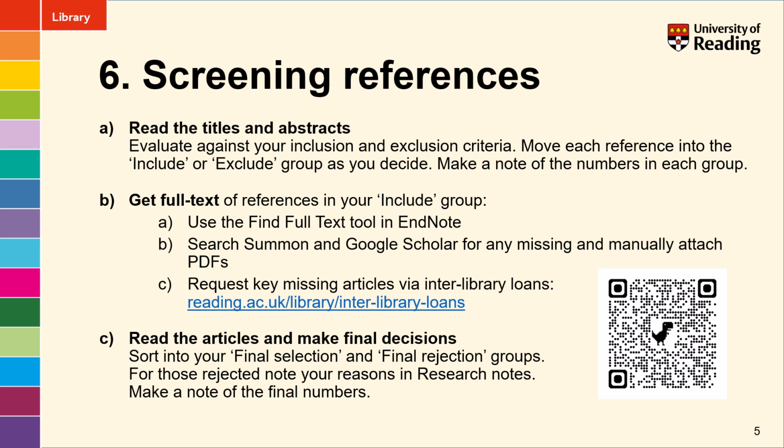So once you've got the full articles, read them, make your final decisions and move the references into your final selection and final rejection groups. Make sure you keep a note of the reasons why you reject the articles at this stage, because you'll need to record that in your Prisma diagram. So you could record those reasons in the research notes field within EndNote itself, or you could just keep a separate note somewhere in a Word document or on a bit of paper listing your reasons and how many articles you've excluded for those reasons. And then make a note of the final numbers in your final selection and final rejection groups.